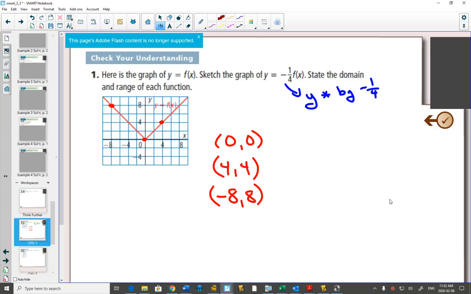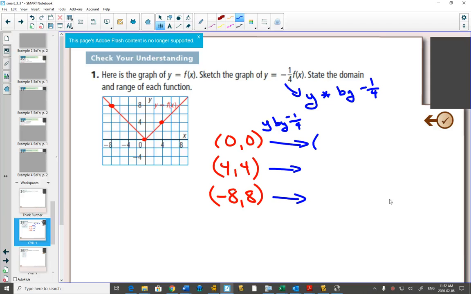So as far as my work shown, I've picked 3 points on my original graph. I'm going to draw an arrow to show that it's changing, and above the arrow, I'm going to say what I'm going to do. In this case, I'm going to multiply y by negative 1/4. That negative showed up there.